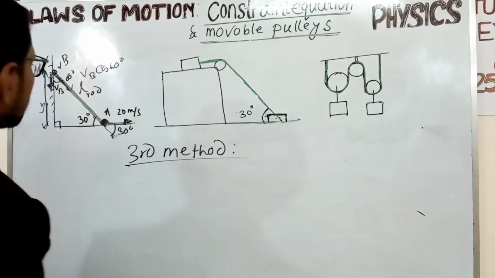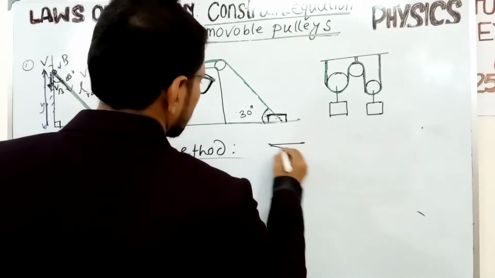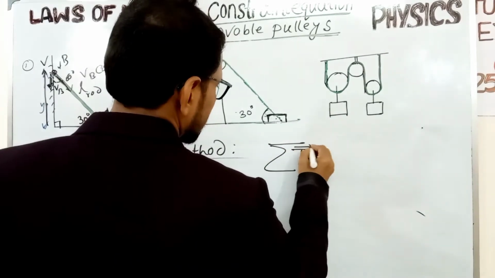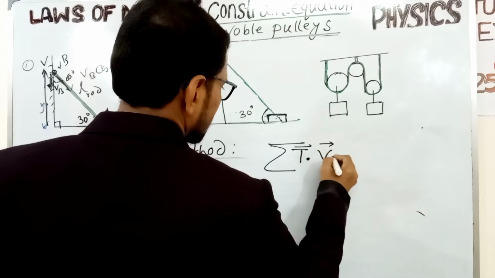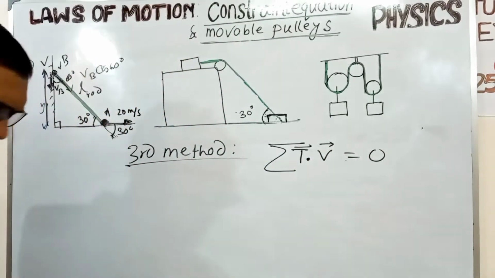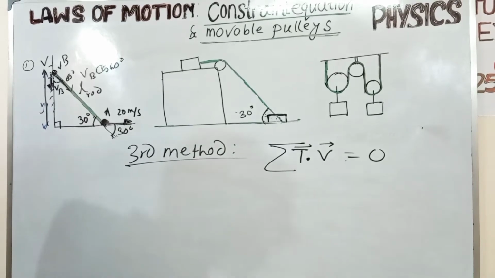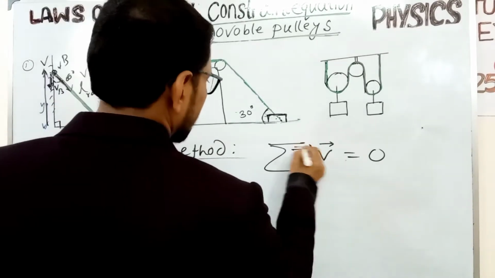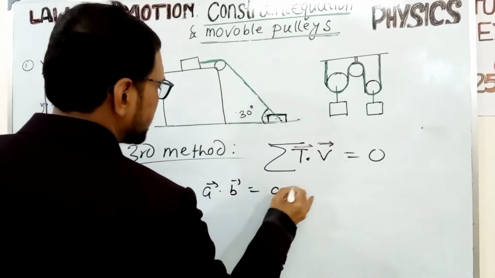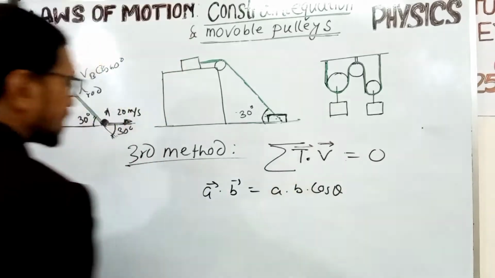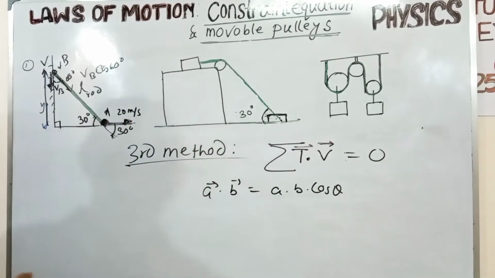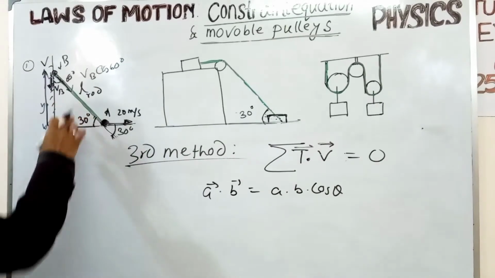Now the third method is, the summation of tension dot velocity equal to 0. We apply this theory, tension dot velocity vector equal to 0. Here the dot product, we know A dot B equal to AB cos theta, this is the vector method dot product. Here theta is the angle between tension and velocity.